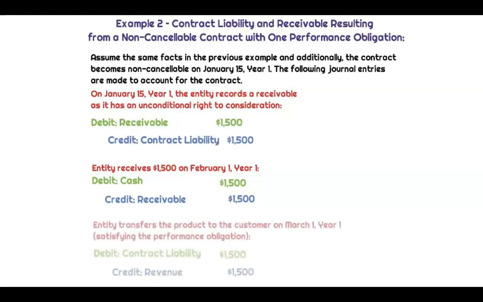All right, but we're not going to transfer the product, as we said, until March 1st, year one. So we're not going to satisfy this performance obligation until this date. It is now that we would debit the contract liability of $1,500 and credit revenue of $1,500. All right, so we're not going to recognize this revenue until the contract obligation has been fulfilled.